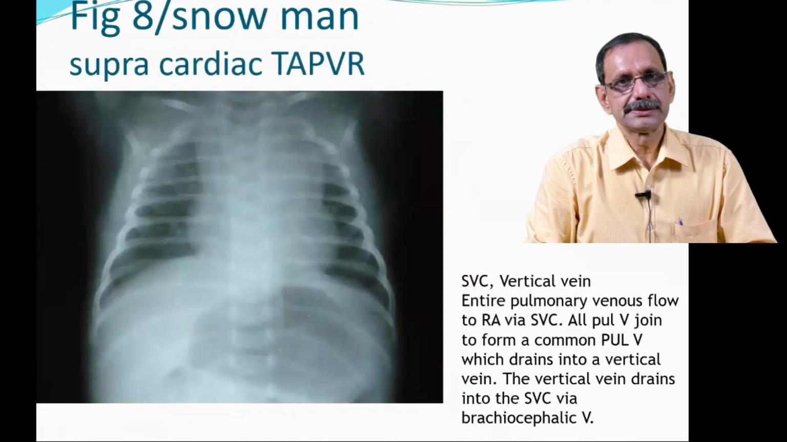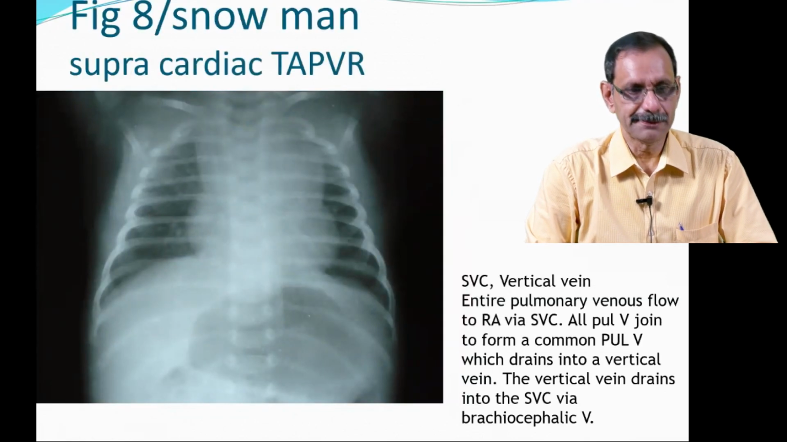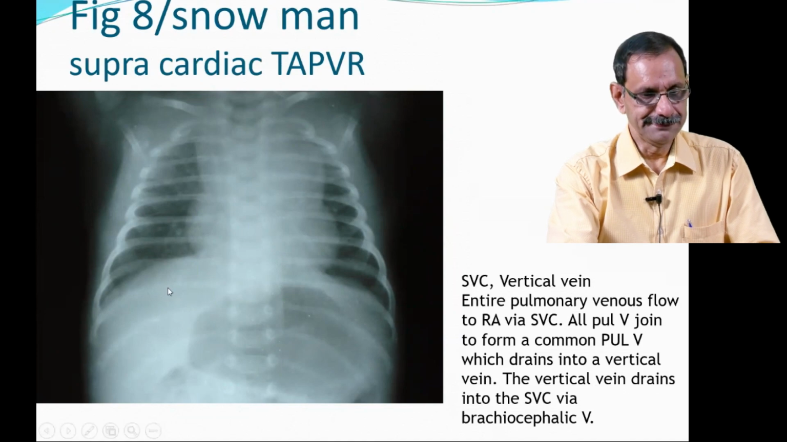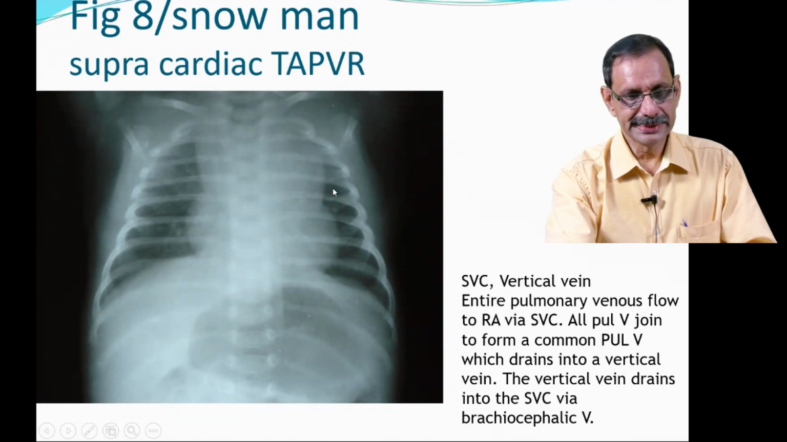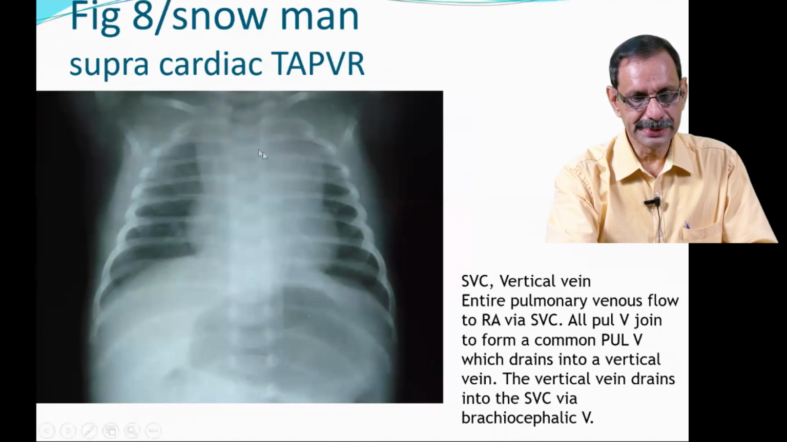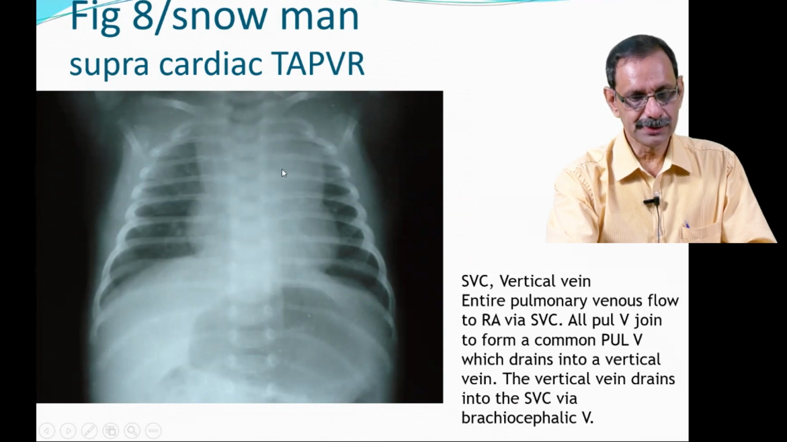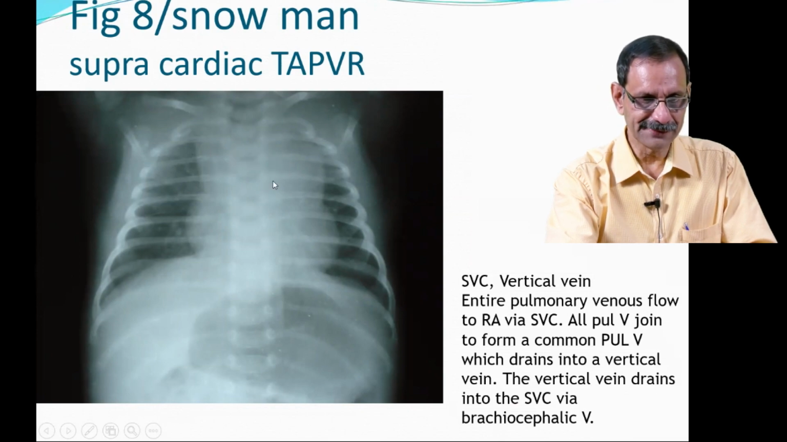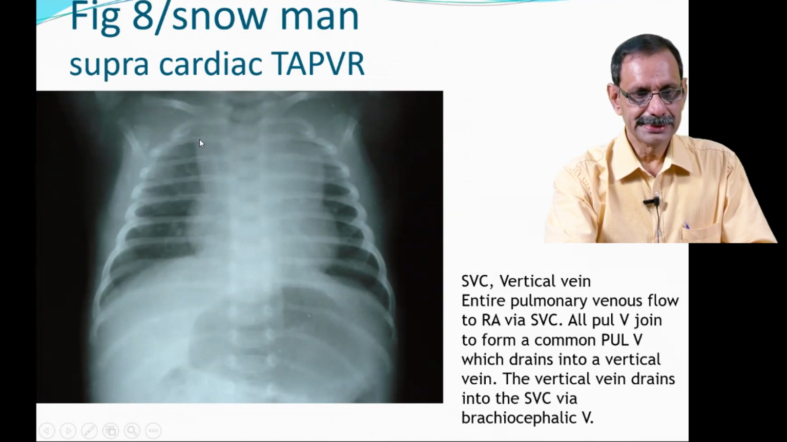Now this is the so-called figure of 8 or snowman appearance, typical of TAPVC. Here this is the superior vena cava that is bulging out. This is the so-called vertical vein that is bulging out. And what is this vertical vein? All the pulmonary veins join together to form a common pulmonary vein which drains into this vertical vein. And this vertical vein drains into the superior vena cava through the brachiocephalic vein, which is behind, somewhere here. So this is the vertical vein, this is the superior vena cava, and that drains into the right atrium.